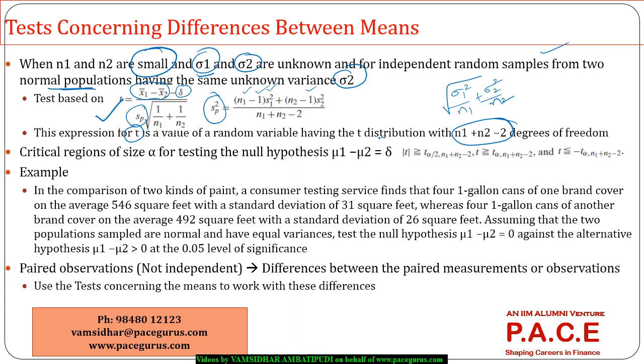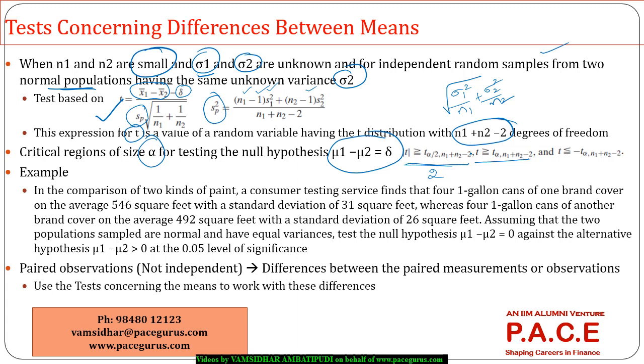So if I have to test mu1 minus mu2 equal to delta, in this case the critical region of size alpha is mod t greater than or equal to t alpha by 2 with n1 plus n2 minus 2 degrees of freedom in case of a two-tailed test. For a greater than test, t greater than or equal to t alpha with n1 plus n2 minus 2 degrees of freedom, and t less than minus t alpha with n1 plus n2 minus 2 in case of a less than one tail test.